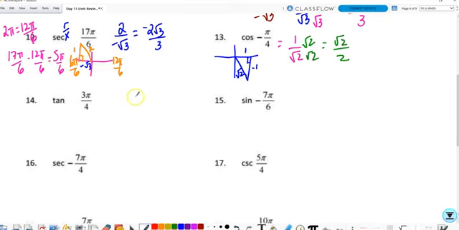All right, 3 pi over 4. So I've got pi, 2 pi, 3 pi over 4 is here. 1, 1, root 2. Tangent is y over x.